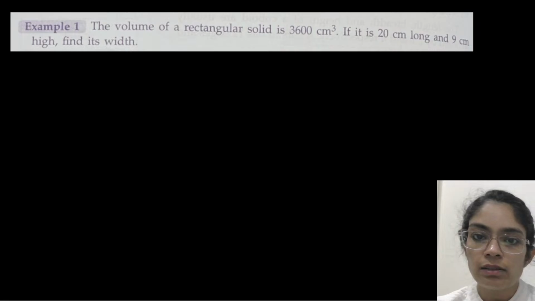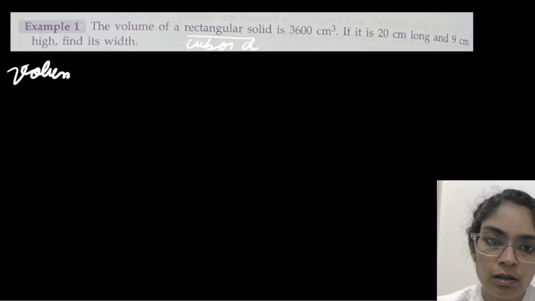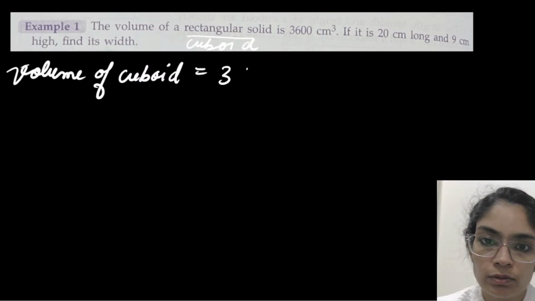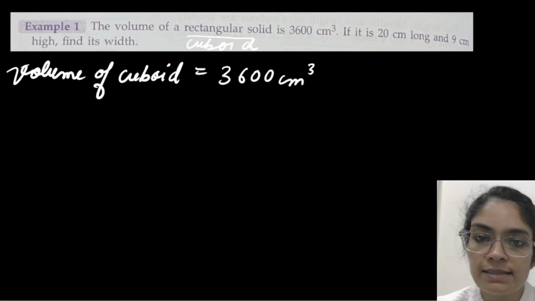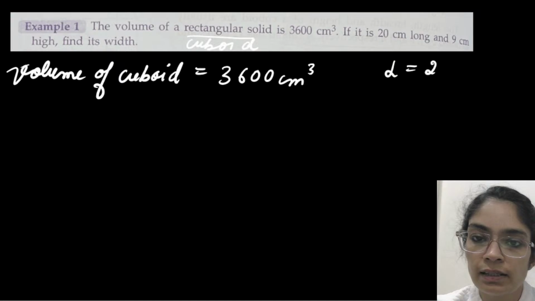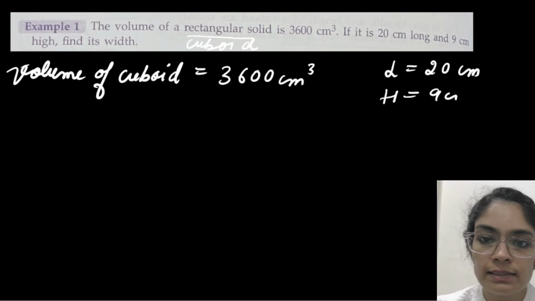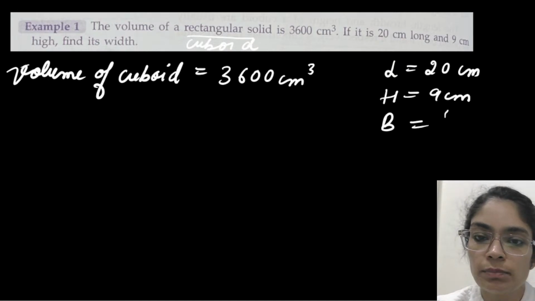the volume of a rectangular solid. So, rectangular solid means what? Rectangular solid is cuboid. So, volume of cuboid is given to us. I'll write volume of cuboid is equals to 3600 centimeter cube. If it's 20 centimeter long and 9 centimeter high, long means length is given to us. How much is the length? 20 centimeter and 9 centimeter high. So height is also given to us, 9 centimeter. We have to find its width. Width means breadth we have to find.